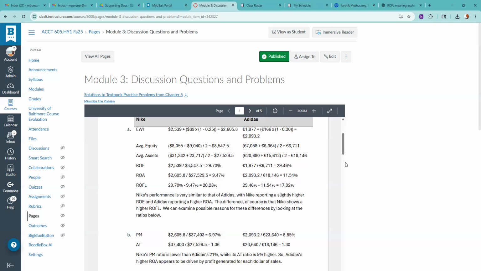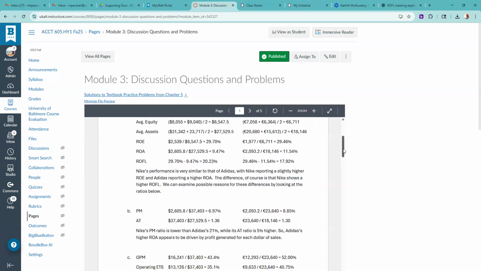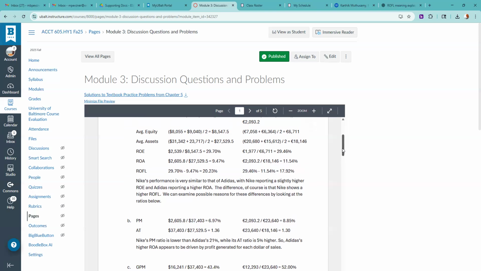And so that basically tells us that every dollar of sales for Nike is less profitable than it is for Adidas, which is consistent with Nike having a lower ROA, holding everything else constant. What's interesting is that Nike has a higher asset turnover, which is the ratio of sales to average assets. So Nike is in fact more efficient than Adidas, but it's not enough to compensate for the lower profit margin, right? So it still results in a lower ROA. So that's the story. Question C asks, compute gross profit margin and operating expense to sales ratio.